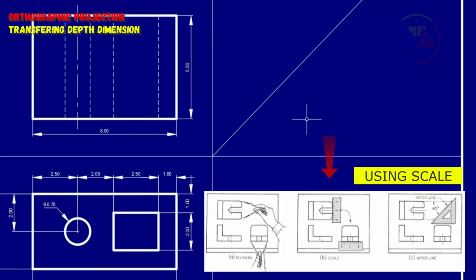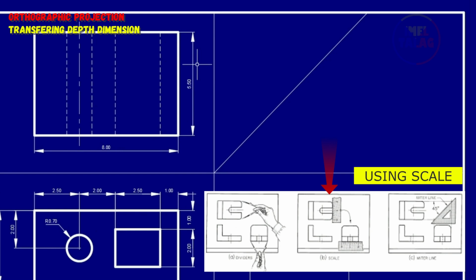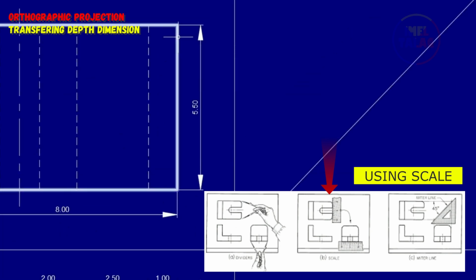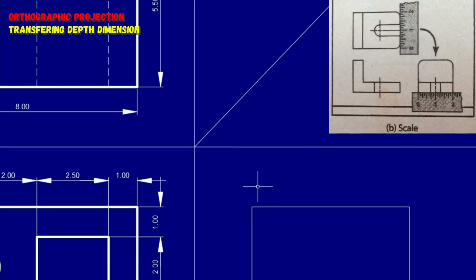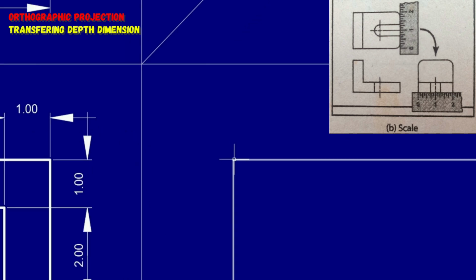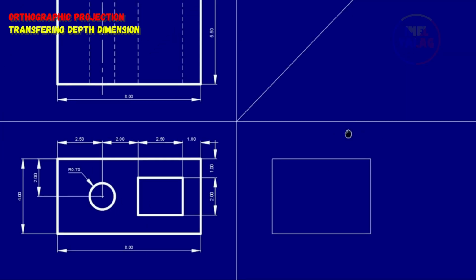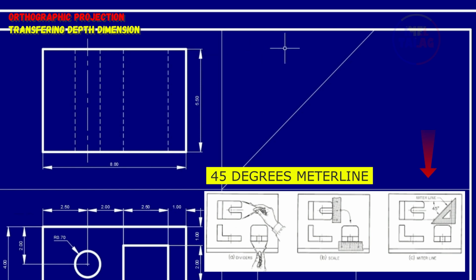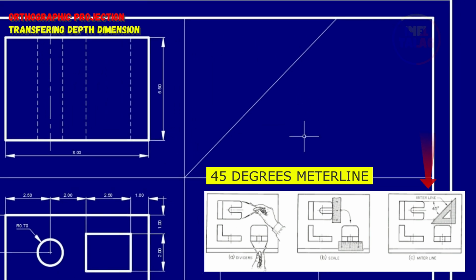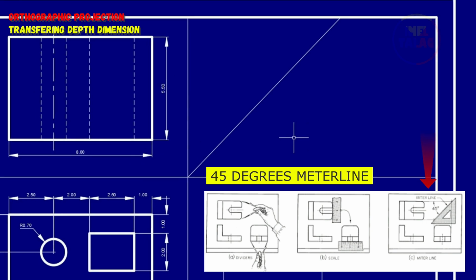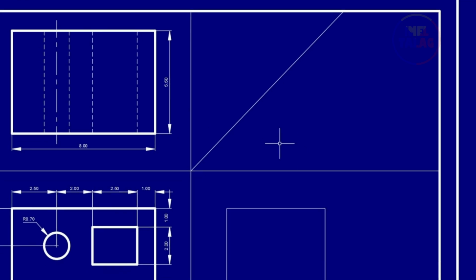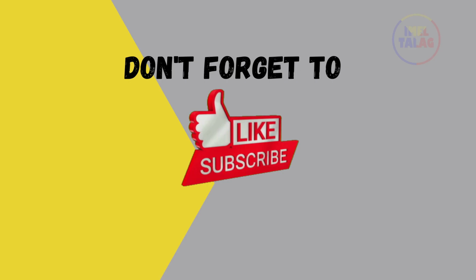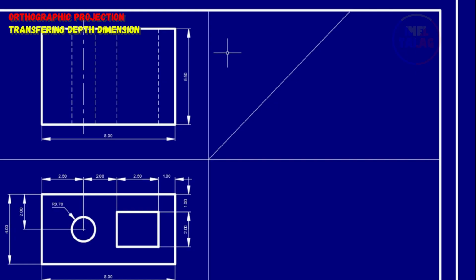Okay, so next one is by using scale. So yun, susukatin or gumagamit ng scale para masukat to, then ita-transfer lang. Magsisimula pa rin dito sa point na to going here. And the last one is by using 45 degrees miter line, and that is, I think, the simplest way, the easiest way, and for me, I think it is the most accurate way on how to transfer the depth dimension by using 45 degrees miter line.